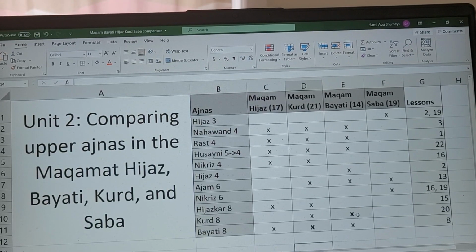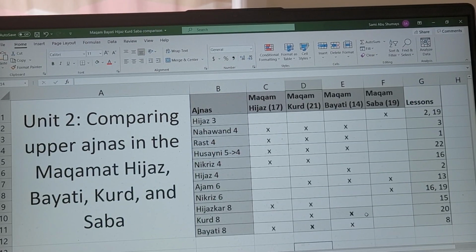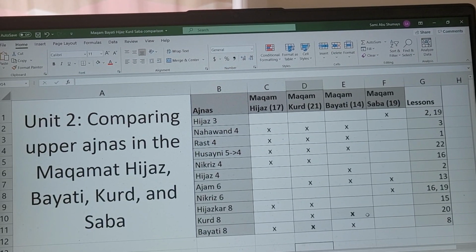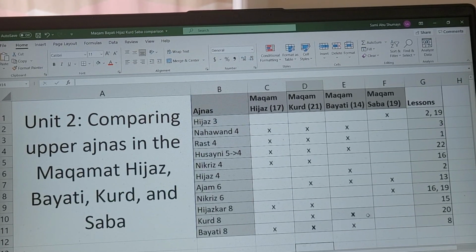8, 9, 10, 9. So anytime I'm above the 8, I'm in Jins Kurd. 8, 9, 10, 9, 8. And then 8, 7, 6 is in Jins Ajam. 8, 9, 10, 11. Kind of a Kurd phrase by itself, but it could be Kurd in the context of Ajam.